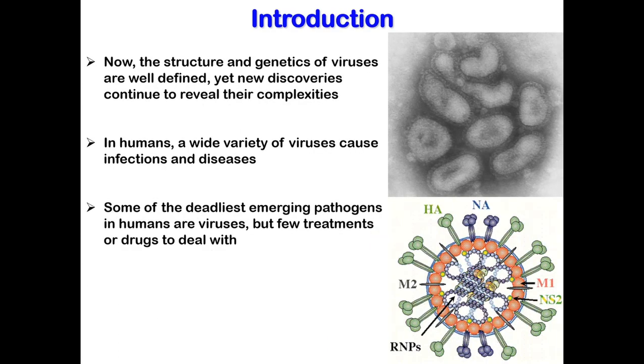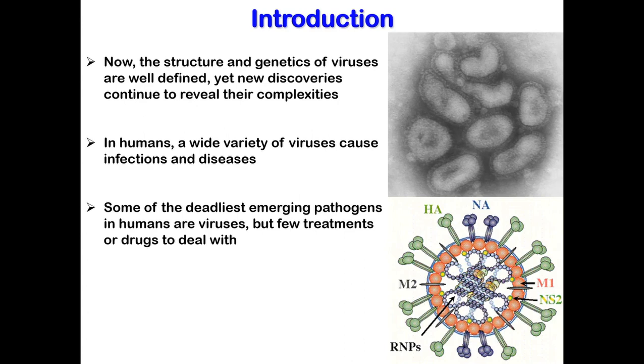So now the structure and genetics of viruses are well defined, but there continues to be new discoveries to reveal more complexities. And in humans, there are a wide variety of viruses which cause infections and disease, and these range from the very mild, so things like colds, to the very serious, such as Ebola and HIV, and not all of these infections have treatments.